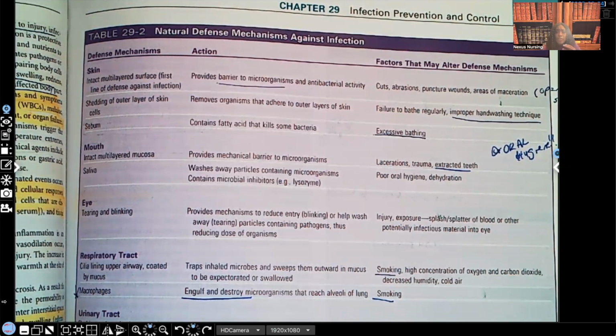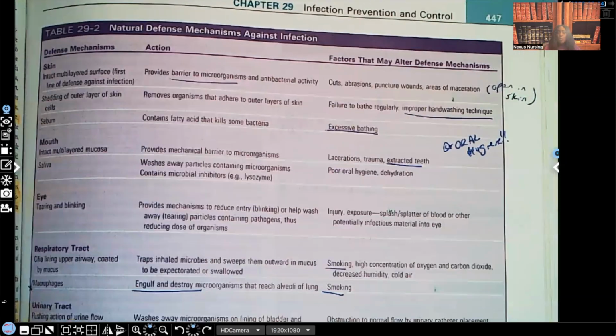Factors that can alter the defense mechanisms of the skin: cuts, abrasions, punctures, wounds, macerations. And on the side, look what I wrote. Let me move this over for you. I put opening skin, anything that causes a disruption in the patient's skin integrity.